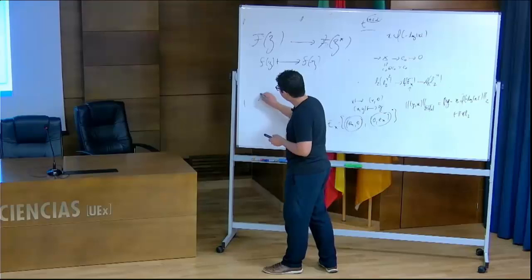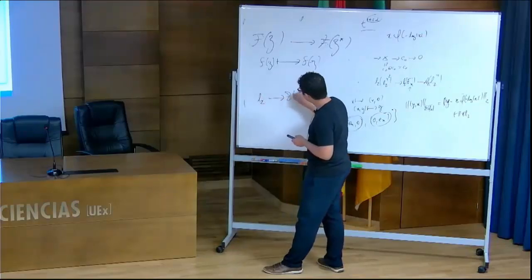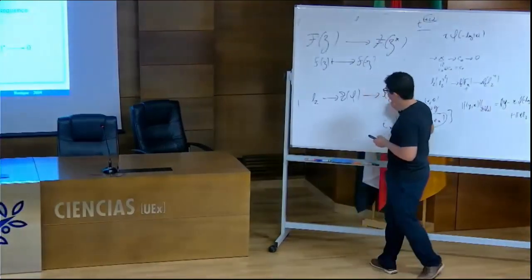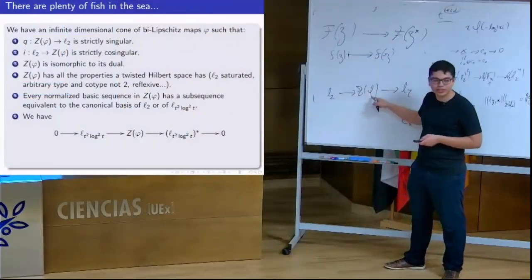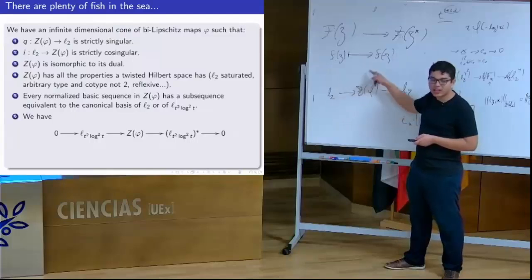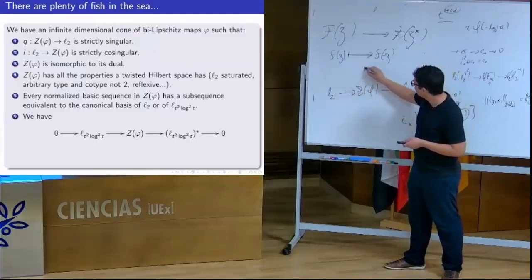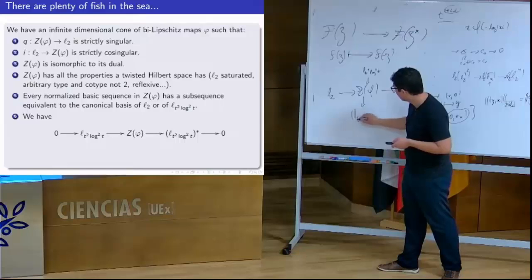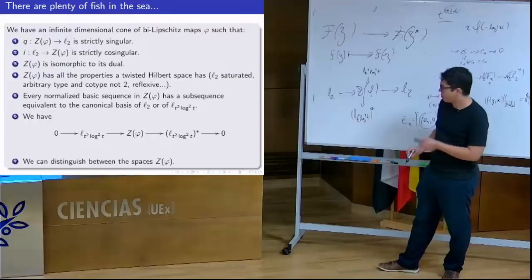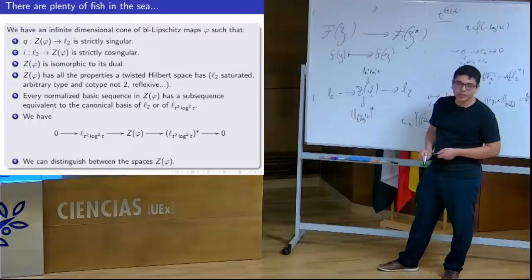Remember you had L2, Z of I, L2. This came from considering inclusion in the first coordinate. If you consider inclusion in the second coordinate, you get the Orlicz space, and the quotient is the dual of the Orlicz space. And by miracle, we can distinguish between all of these spaces.